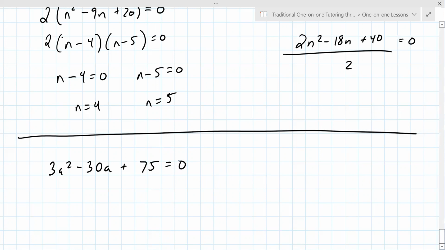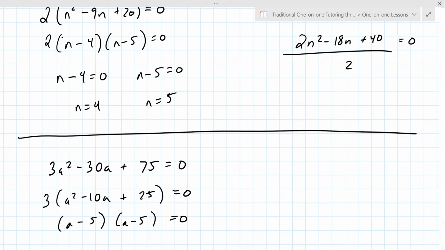Yeah. All right, so I guess you can divide those by 3, so then you'd have a squared minus 10a plus 25. And then -5 and -5 would make up for it. So then it would be a minus 5 equals 0 and a minus 5 equals 0. And then a equals 5 and a equals 5. Good. Good.